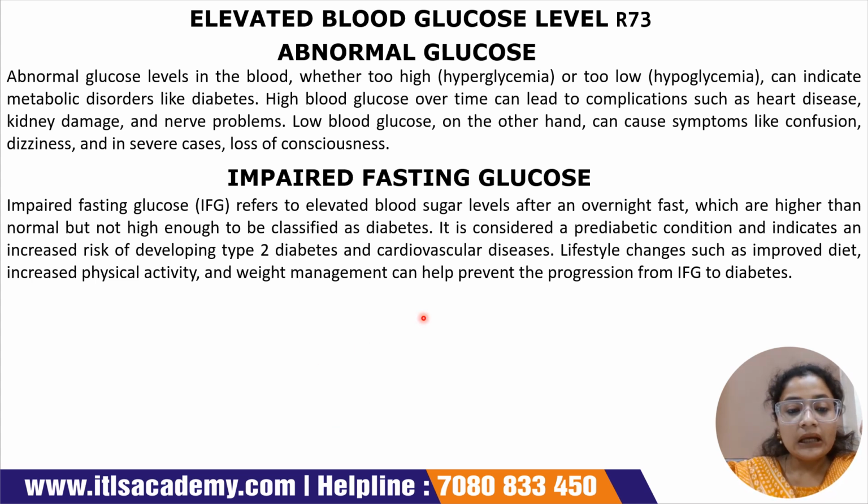Okay. Next condition that we need to talk about is impaired fasting glucose. So it's also abbreviated as IFG. It refers to elevated blood sugar levels after an overnight fast, which are higher than normal but not high enough to be classified as diabetes. Means obviously your blood sugar level is high, but there's a particular classification that we need to follow to diagnose, or rather to signify whether the patient is actually suffering from diabetes mellitus or not. So when we are talking about impaired fasting glucose, it means the level is high but not so high that we can say that the person is diabetic.